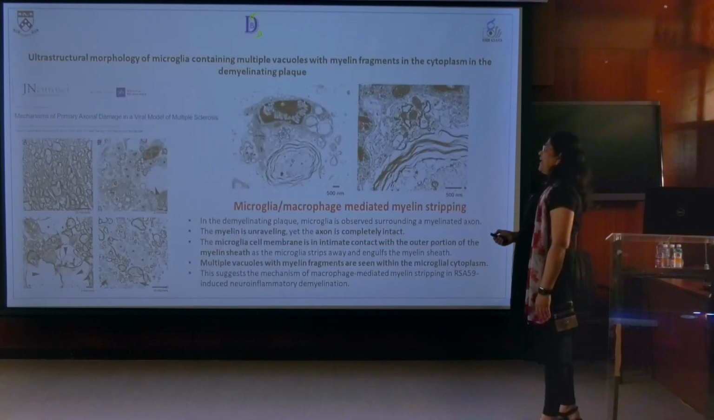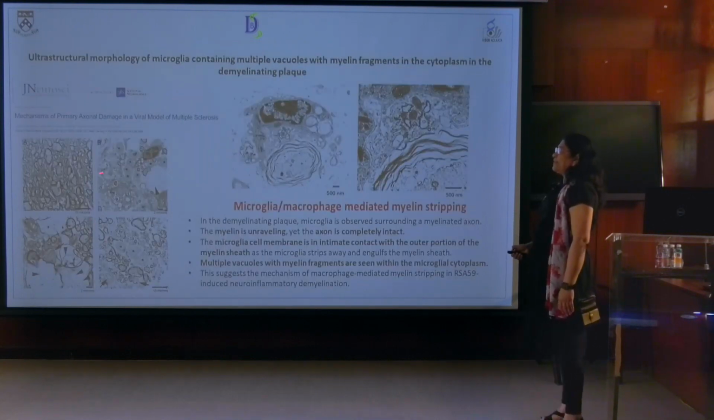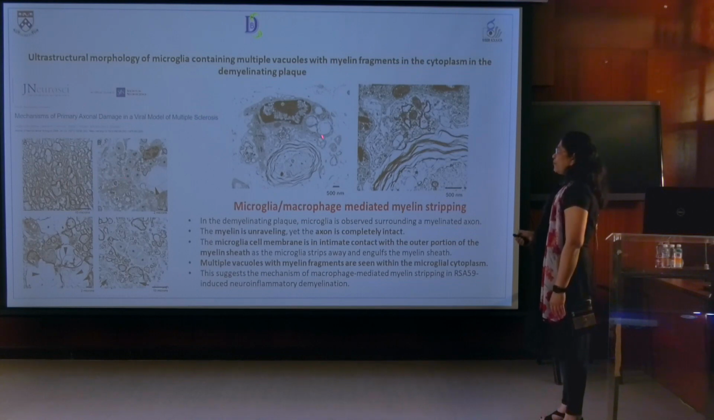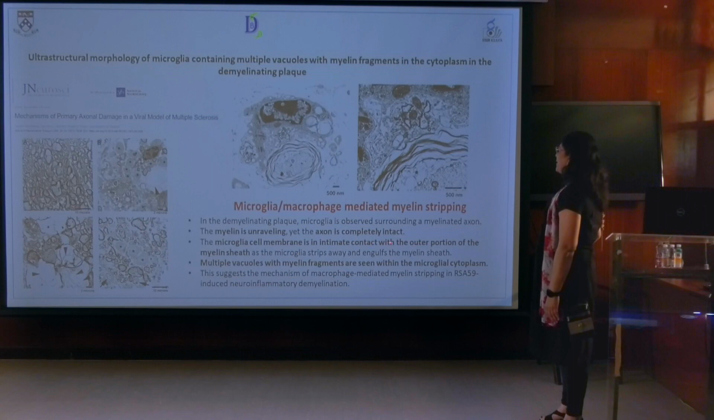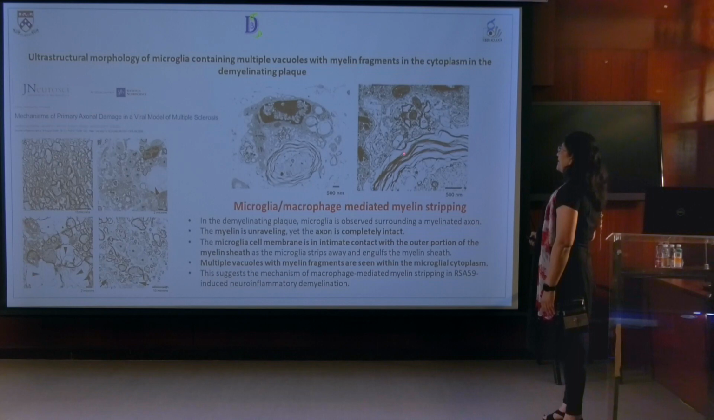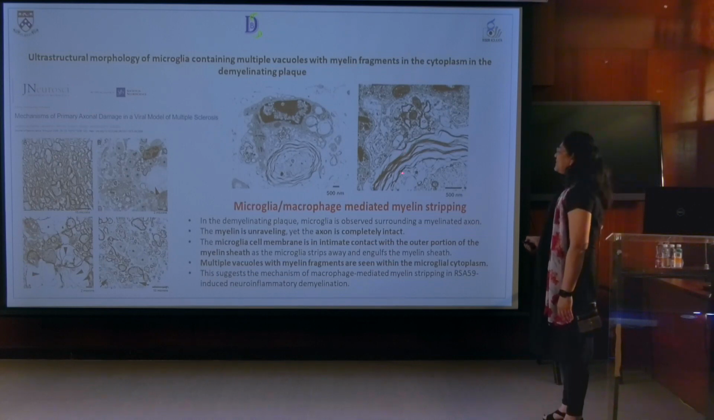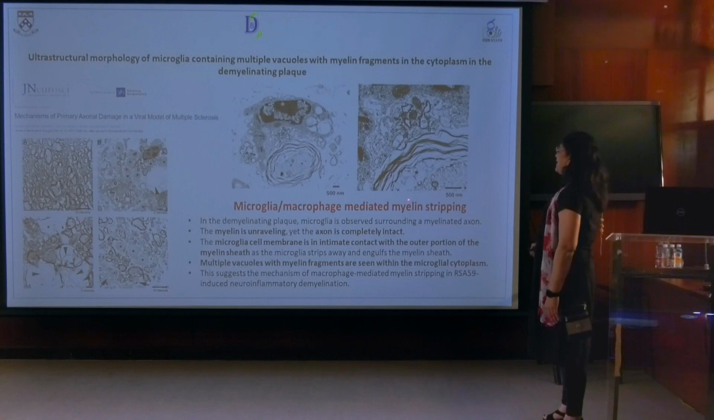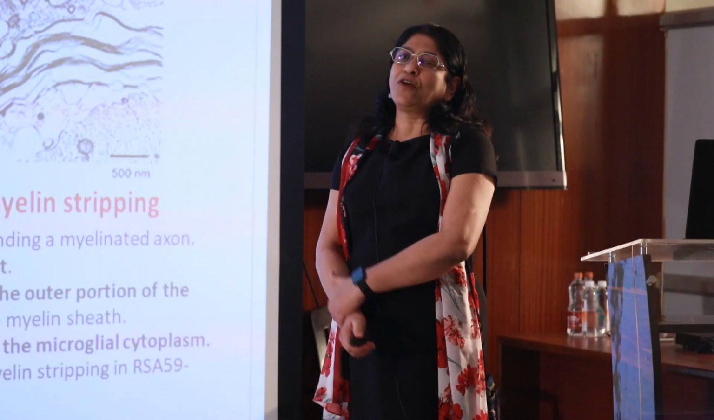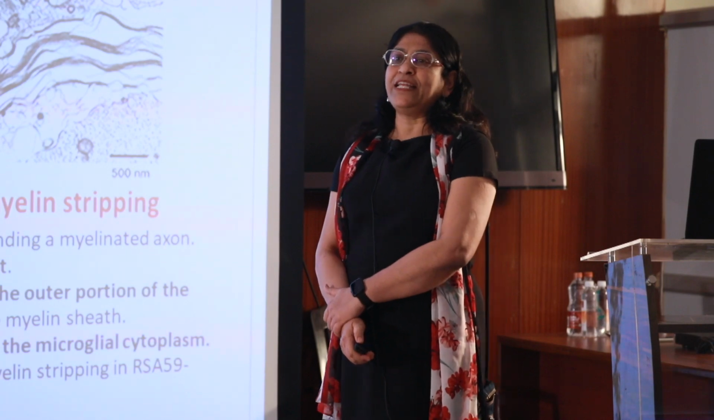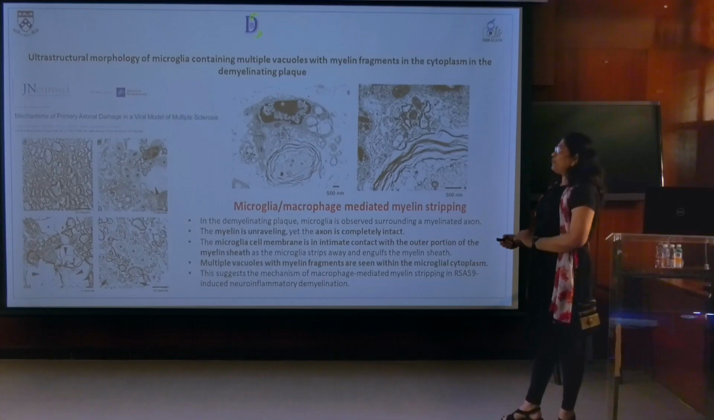And when we used electron micrographs, we showed that these microglia macrophages are sitting in the demyelinating plaque, and you can see here that the microglial cell membrane is in intimate contact with the outer portion of the myelin sheath. Here you will appreciate that the microglia macrophages are producing pseudopodia and stripping the myelin. So microglia macrophage mediated myelin stripping is one of the causes of virus induced demyelination in IFIT2 knockout mice. That's what we concluded.